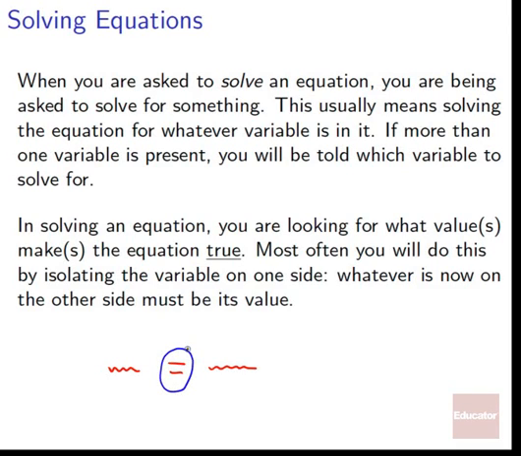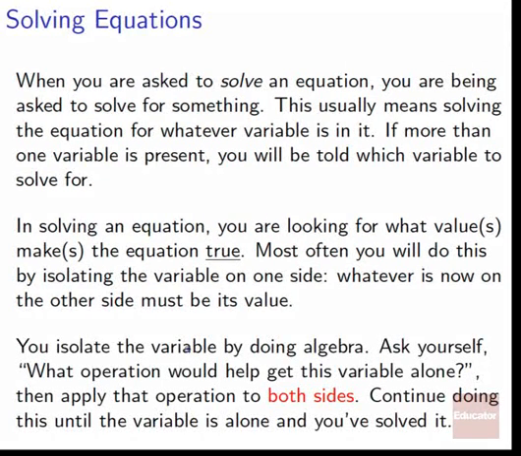Most often, you'll be able to figure out what the values are that make something true by isolating a variable or variables on one side. You'll isolate the variable on one side, and then whatever's on the other side must be the value of that variable. How are you going to do that in general? Normally, you're going to isolate the variable by doing algebra. You will ask yourself, what operation would help get this variable alone? What would I have to do to this side to be able to get this variable on its own? Then you do that operation to both sides.